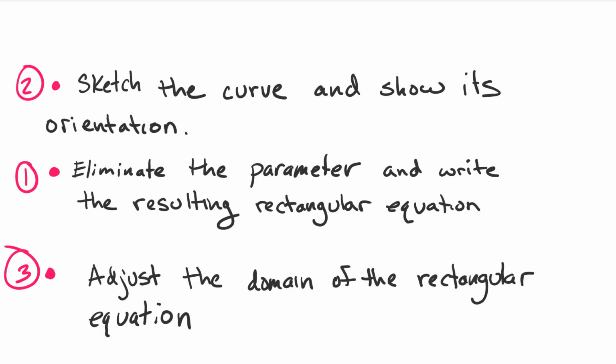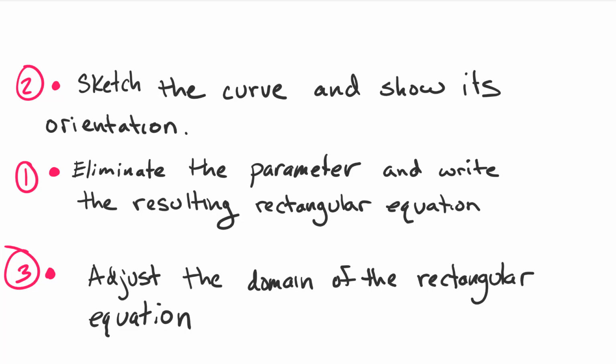Because I don't want to make a table every time. That bothers me. You can always make a table to sketch the curve and show its orientation. You could do that first. So if you don't like the way I'm doing it, that's cool. Go back to the first video I made and watch how I did it, and you can do all your problems like that. But you're going to need to do what I have highlighted as 1. You're also going to need to eliminate the parameter at some point in time.